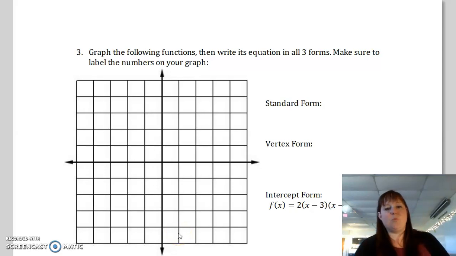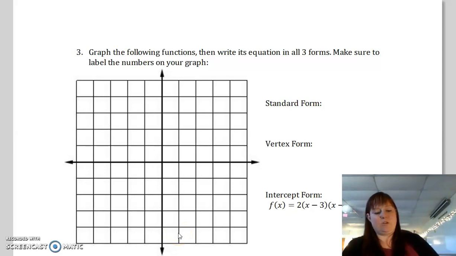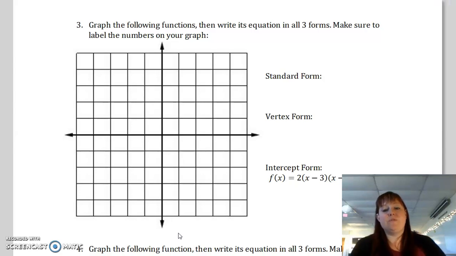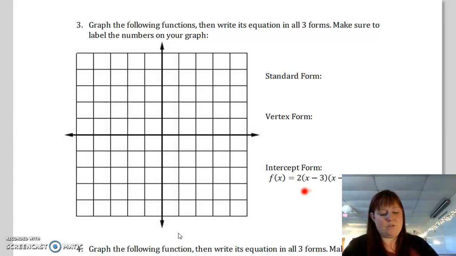All right, let's look at a couple more graphing and writing in all three forms. Okay, so we're going to graph this function and then write its equation in three forms. So we have the intercept form right here, okay? And intercept form, remember, you look at it, it's got parentheses in it.